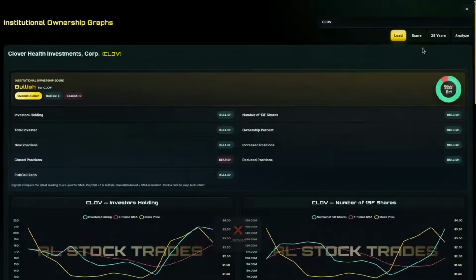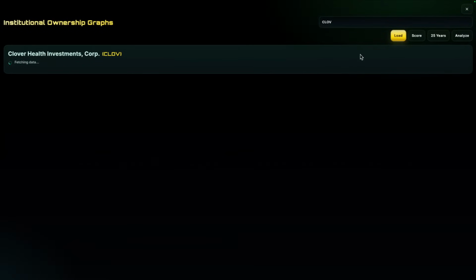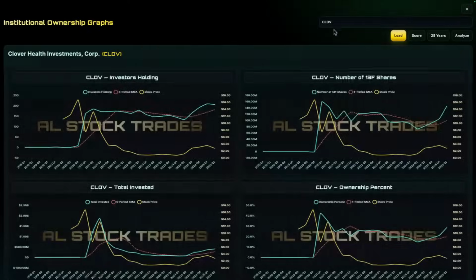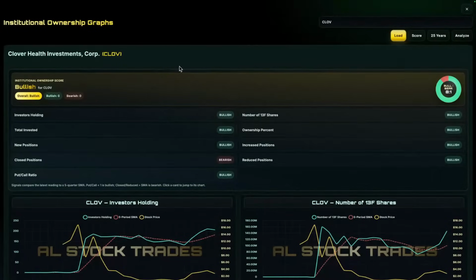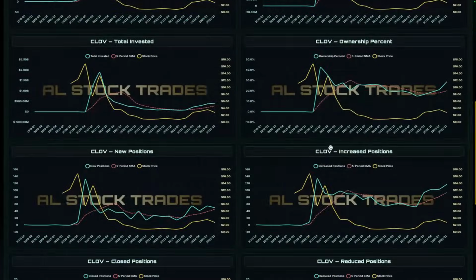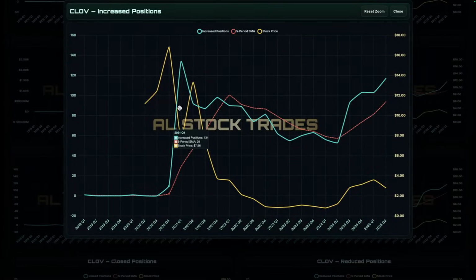In fact, let's go ahead and hit the long range button. We'll go and do that. We can go and score it as well. And let's go down to increased positions. And you can see how it used to be, the stock price used to be kind of close to the increased positions, but yet we saw this huge divergence. And now we're seeing it rise. And soon enough, this will rise with it.